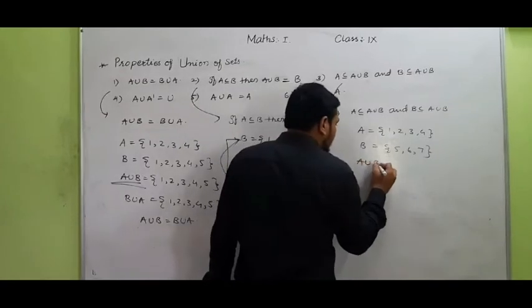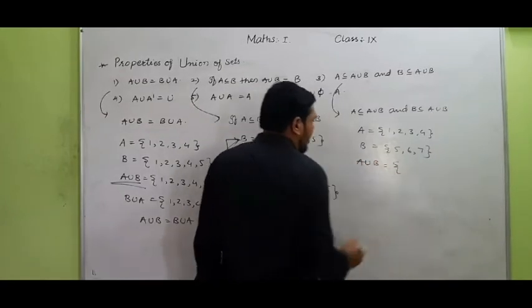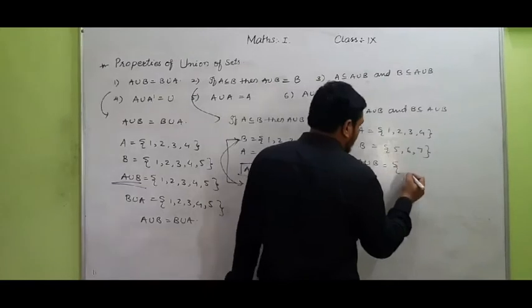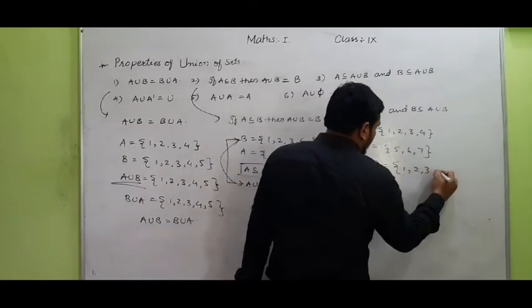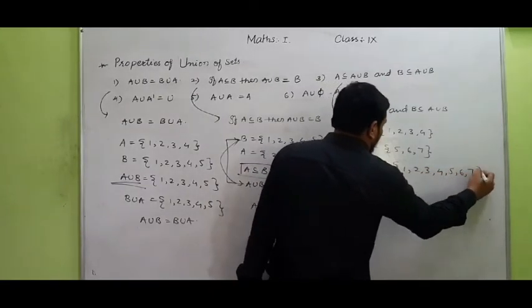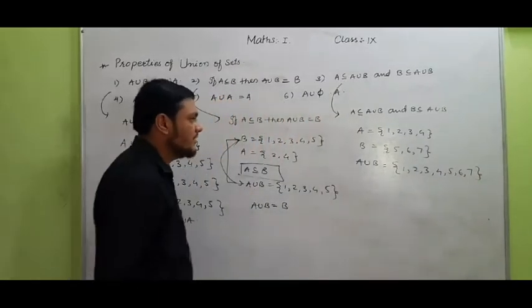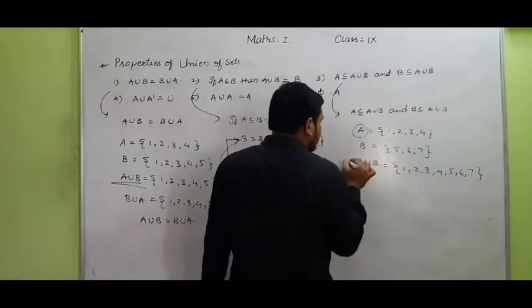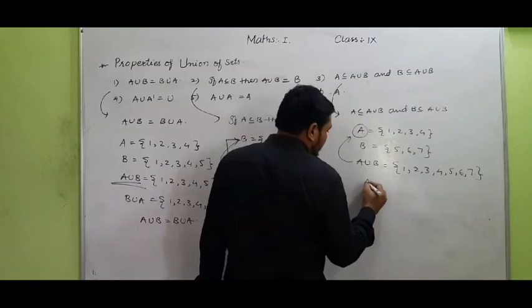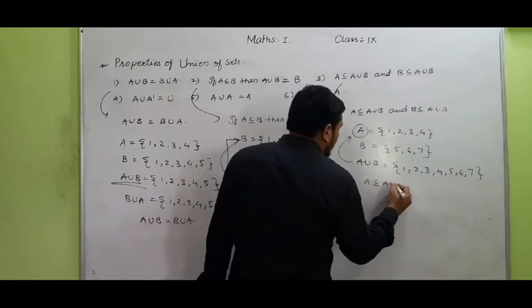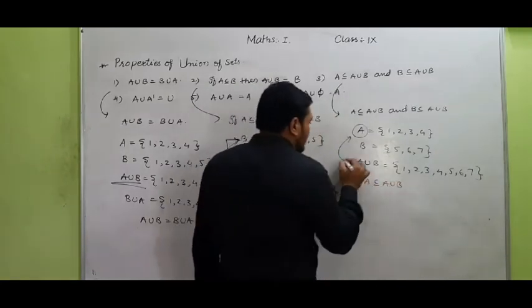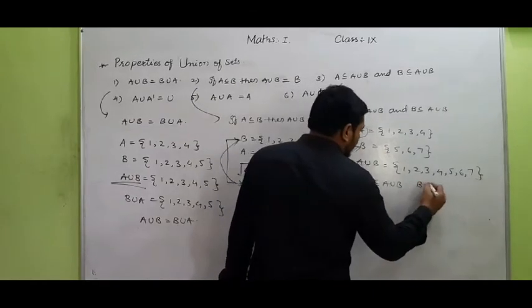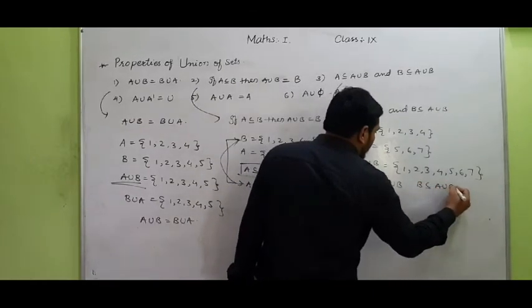So this is A union B. A union B will contain all the elements of A and B. So this will be 1, 2, 3, 4, 5, 6, 7. These are the elements of A union B. So students, if you see that, this set A is a subset of A union B, and B is also a subset of A union B.